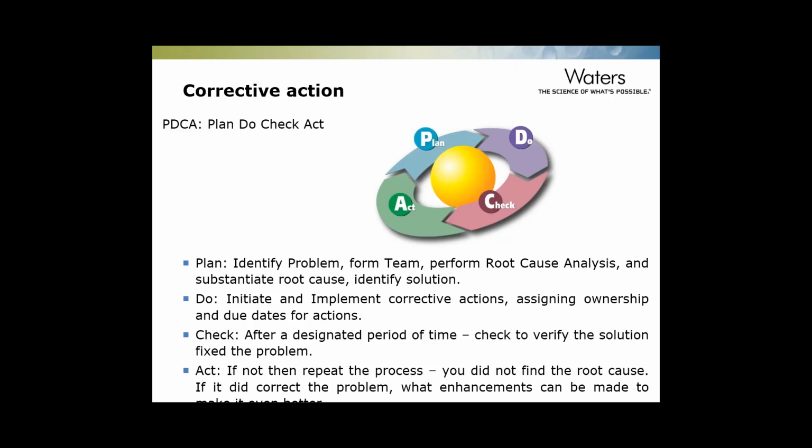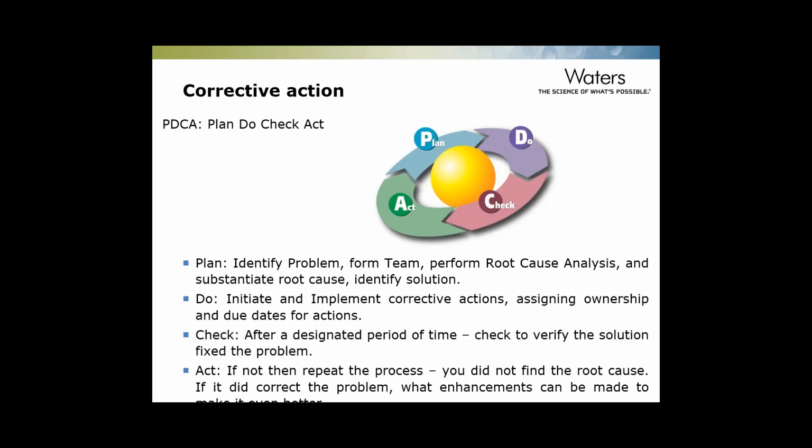We then implement those actions. The check piece is, after a period of time, we check and verify that the solutions have fixed the problem. So again, we plan it, then we actually do it. We implement the actions, and then we wait for a designated period of time. That could be a week, 2 weeks, 3 weeks, depending on how often the product's made. It could be longer than that. It could be a 6-month process. Again, it depends on the problem and on the frequency of the occurrence that led to the problem. But then you go back and you check to make sure.